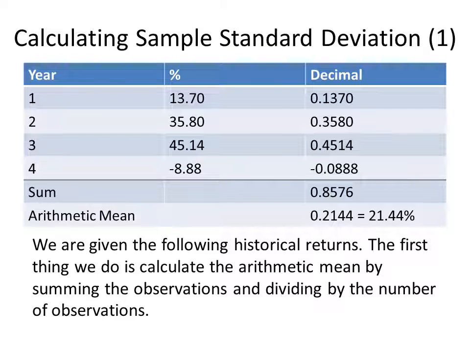So we've got 4 years worth of returns, and I've got them first in percentages and then in their decimal equivalents. And the first step is to calculate the arithmetic mean, which is what your mom probably called average. So we're just going to add those four things together, and I get 0.8576, and divide by 4. And I think that gives us 0.2144, or 21.44%. Feel free to pause the lecture and check my math.